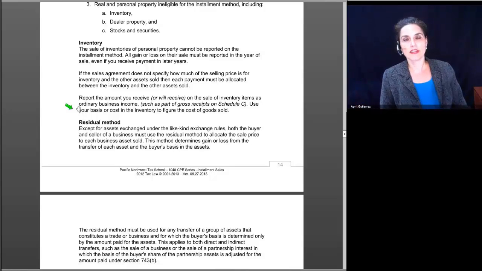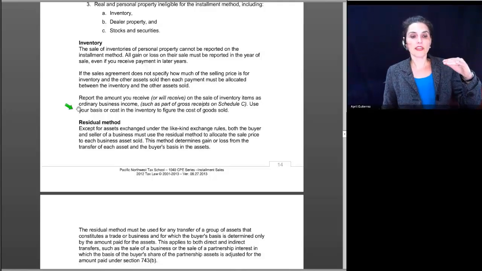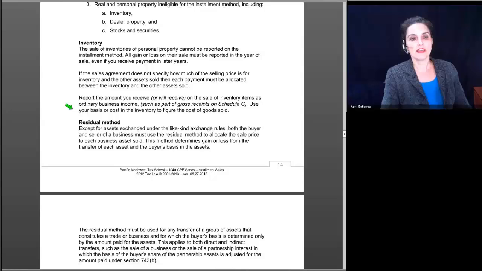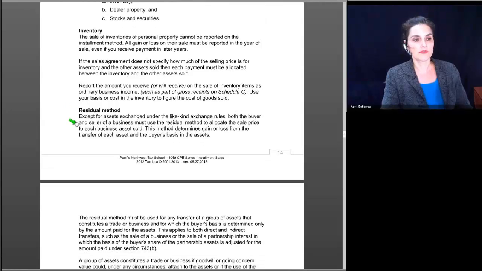And you're going to go, well, if I didn't get any payment for that inventory, does that seem quite fair? Well, the answer is yes, because it's going to even out, because your ending inventory would be zero. You're going to have opening inventory, and then at the end of the year, your ending inventory will be zero. So you're going to get income from it, but you're also going to get a deduction for it under the cost of goods sold rules.